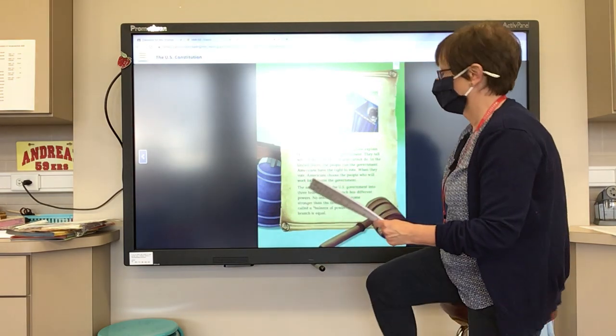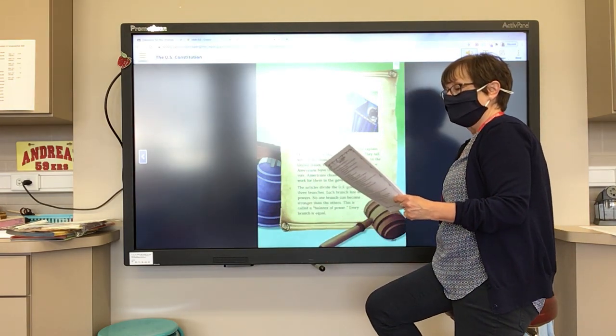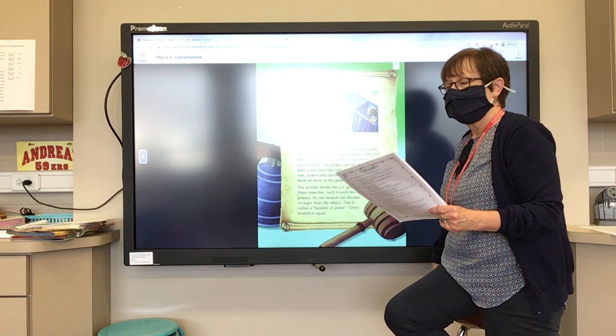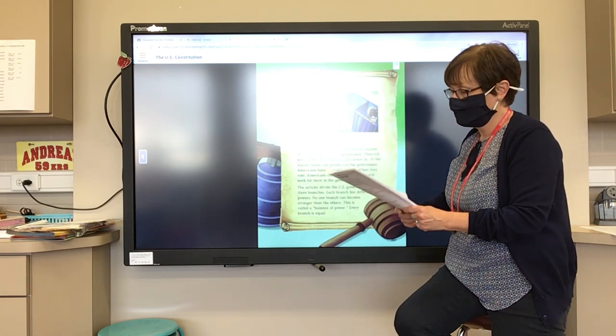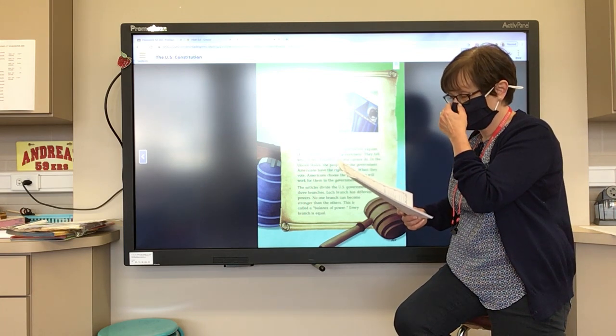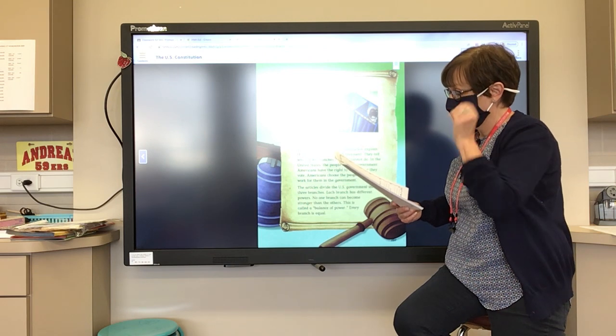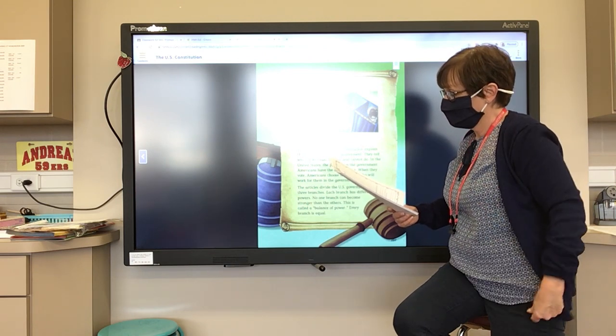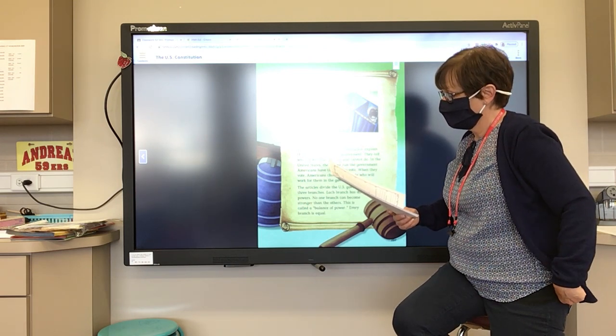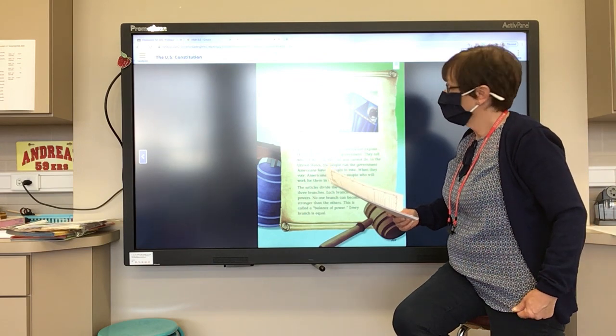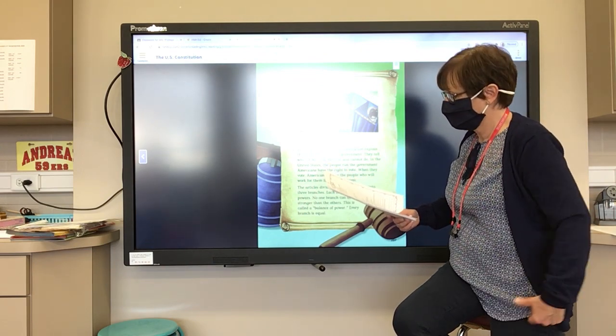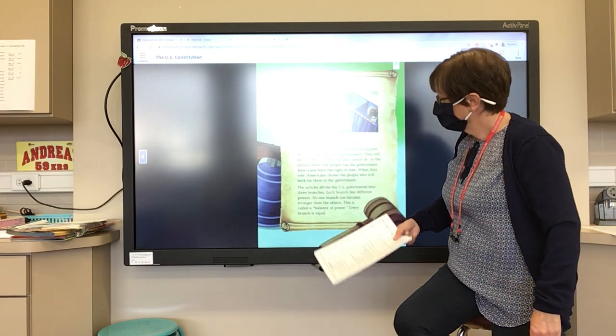2. Articles. The 7 articles of the Constitution explain the branches of the U.S. government. They tell what those branches can and cannot do. In the United States, the people run the government. Americans have the right to vote. When they vote, Americans choose the people who will work for them in the government.